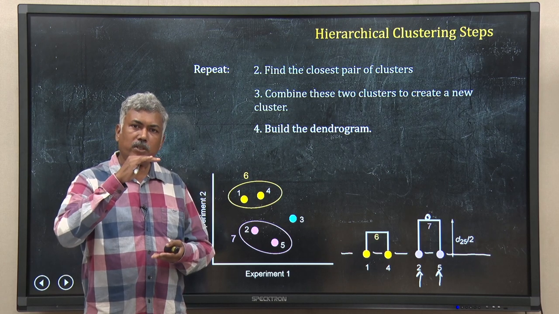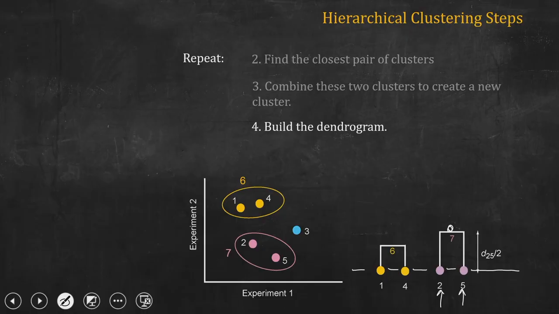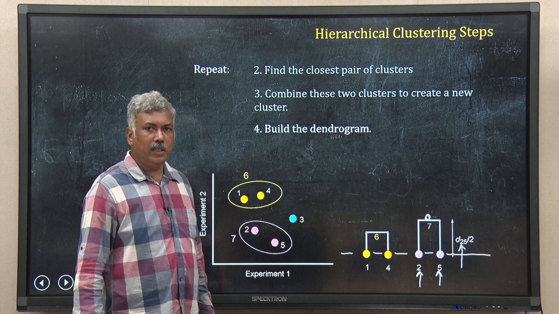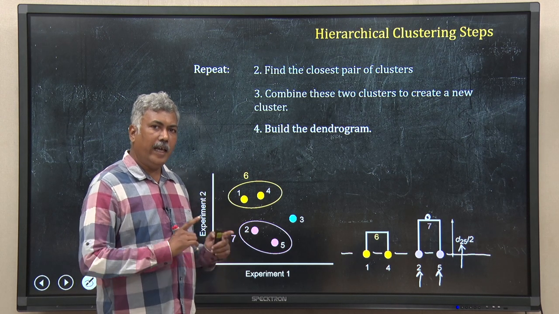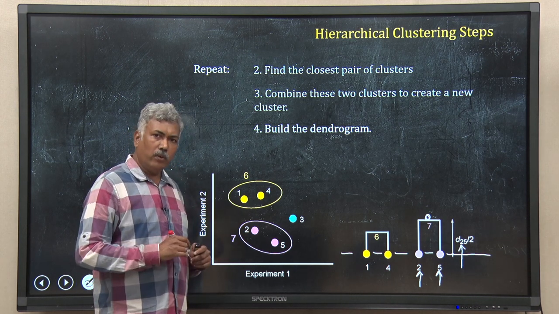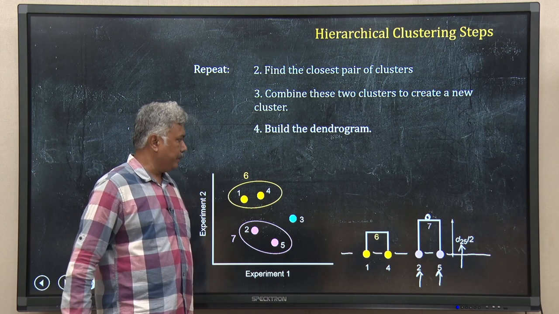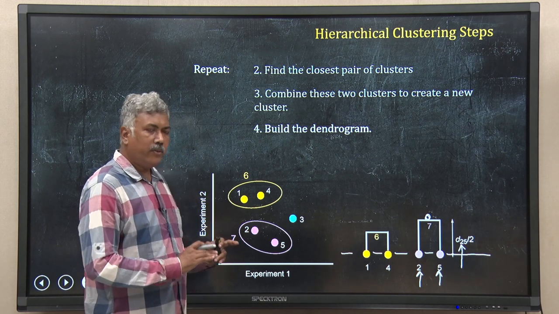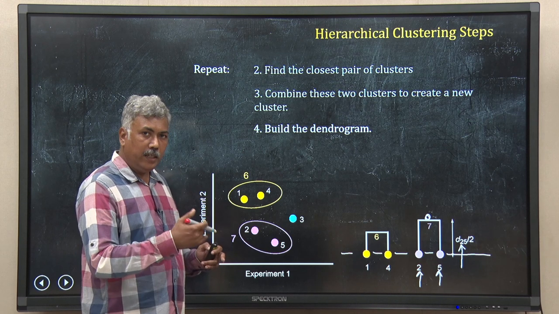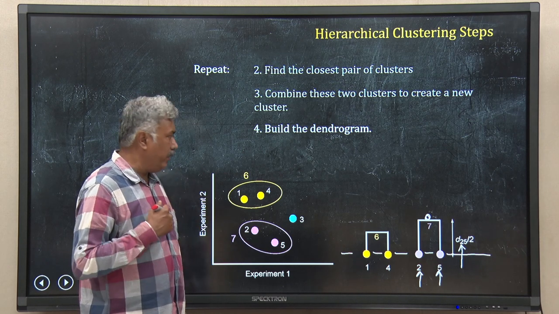What will be the height of these branches? Again, the height will be half of the distance between 2 and 5. So, D25 divided by 2. The way I have done for 1 and 4 when I was building 6. So, that is how I have drawn the dendrogram, or added the new cluster to the dendrogram.